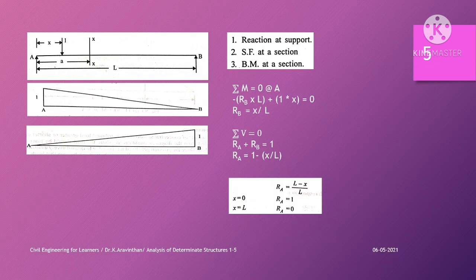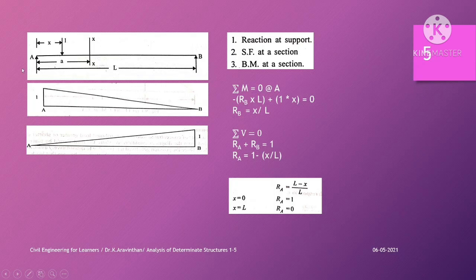The RA will be, if you want to make the L common, you have to multiply the L into the 1. So L minus x by L, this will be your RA. Now we know the magnitude of RB and RA. So we have found out the reaction at support.